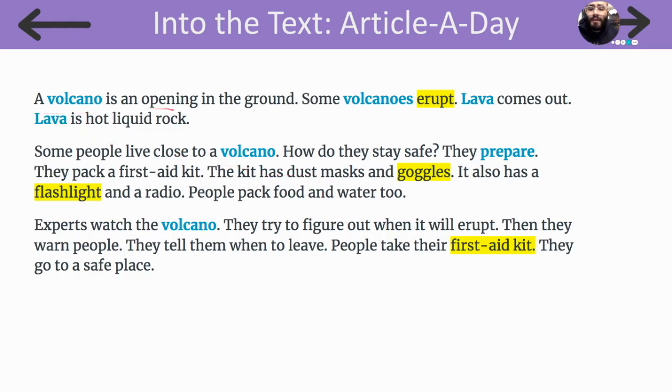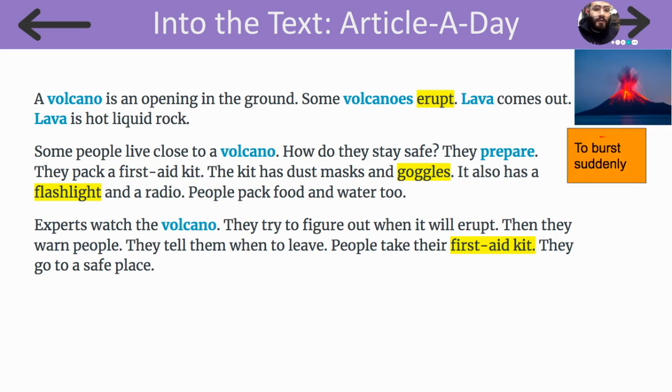A volcano is an opening in the ground. Some volcanoes erupt. Erupt means to burst suddenly, like the volcano in this picture. Lava comes out. Lava is hot liquid rock. Here is some lava. Some people live close to a volcano. How do they stay safe?